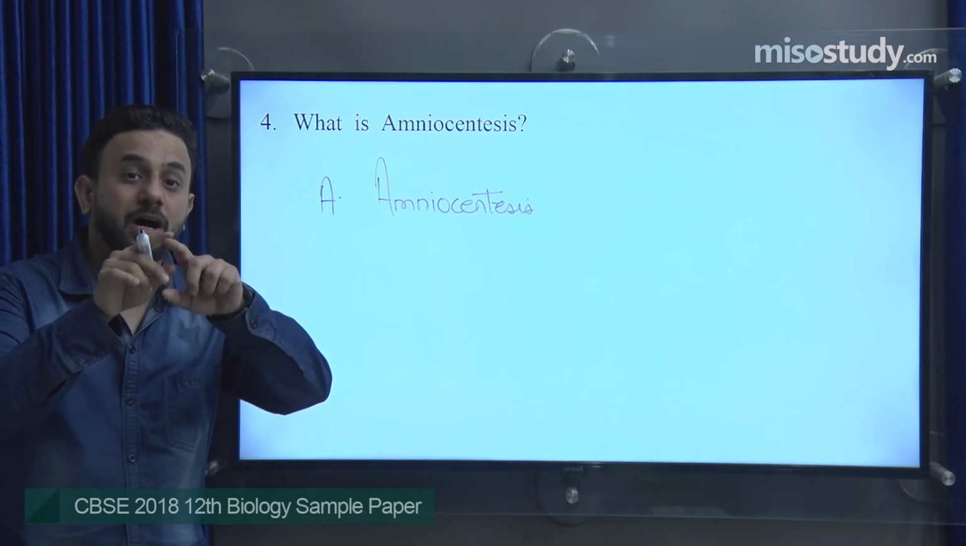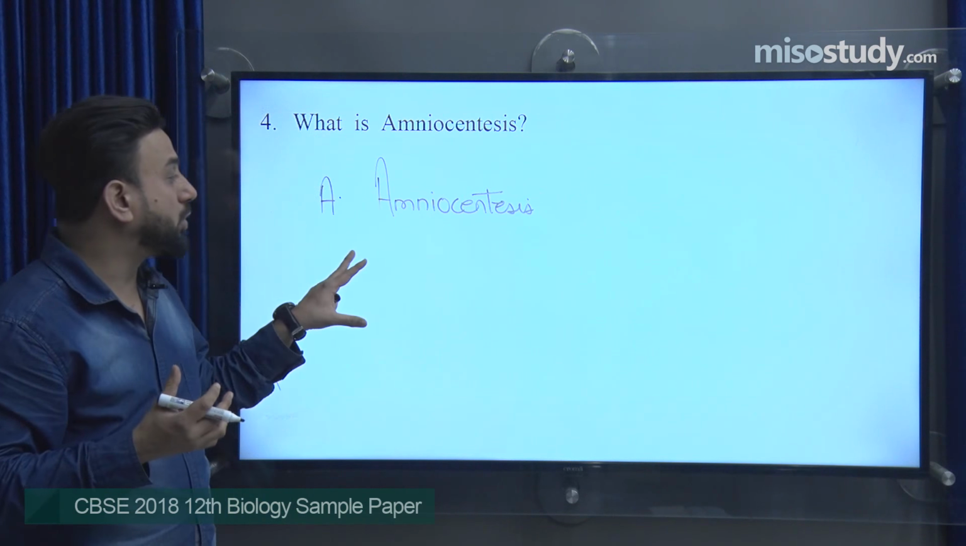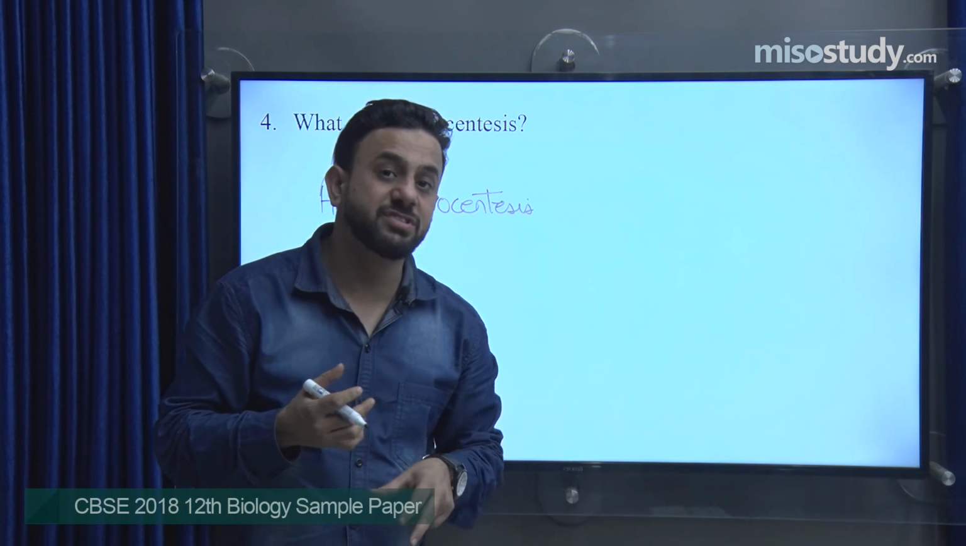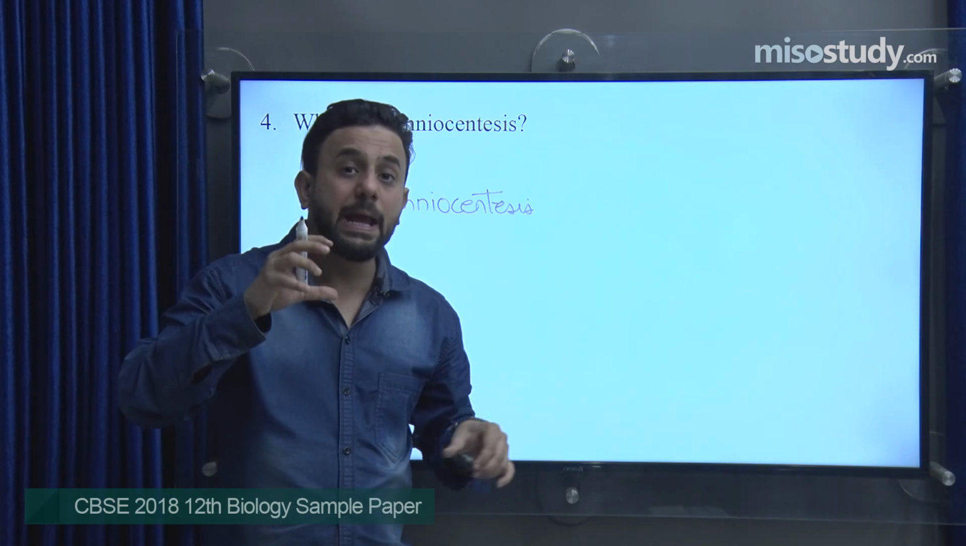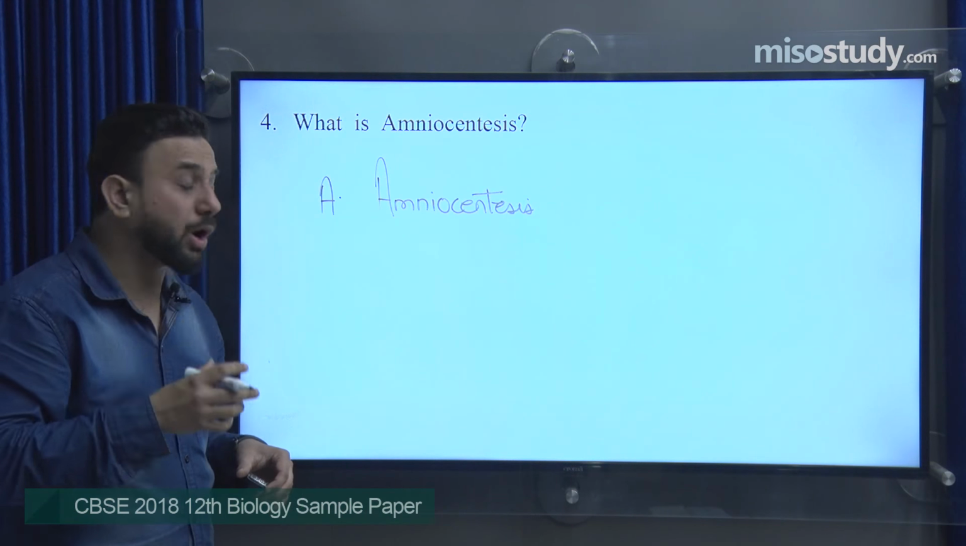Amnion is covering the embryo in amniotes. Amniote is a special class of animals where the embryo is surrounded by amnion.